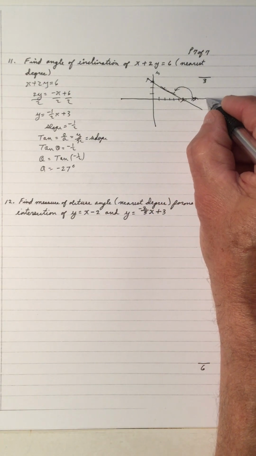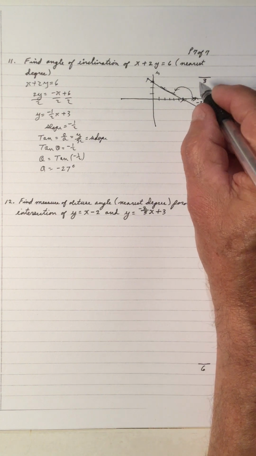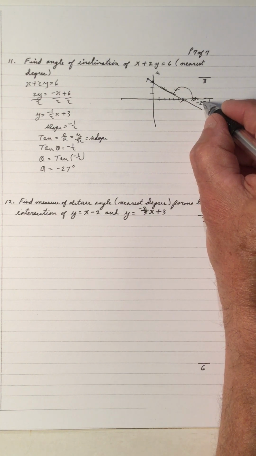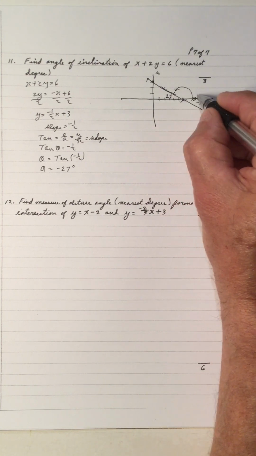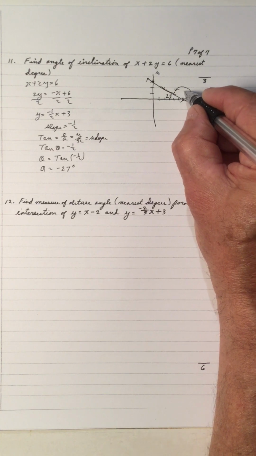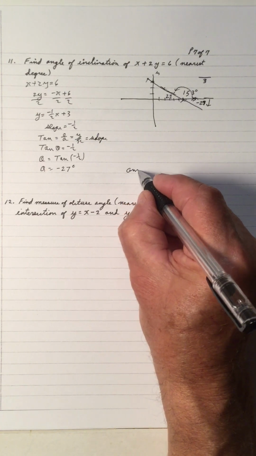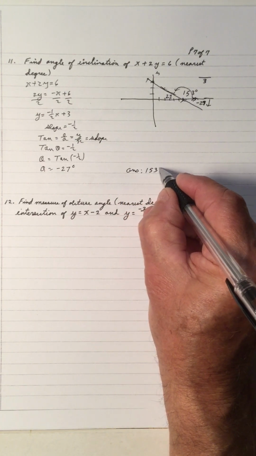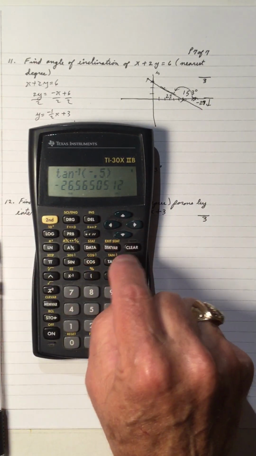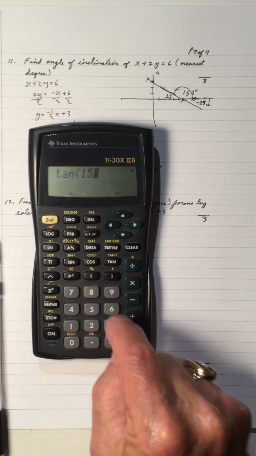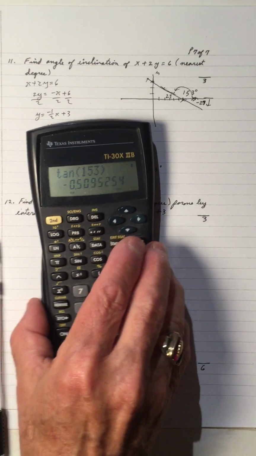So this angle, the negative 27 degree angle, is this angle right here. If this angle is 27, that means this angle here is supplementary, so this angle here is 153. So the angle of inclination is 153 degrees. And just to check it, if you do the tan of 153, you get close to negative 1/2.